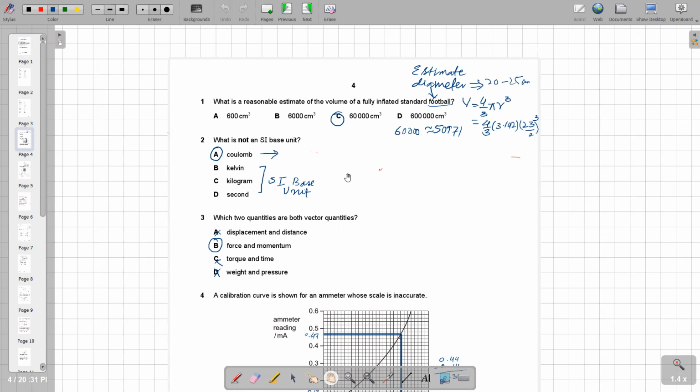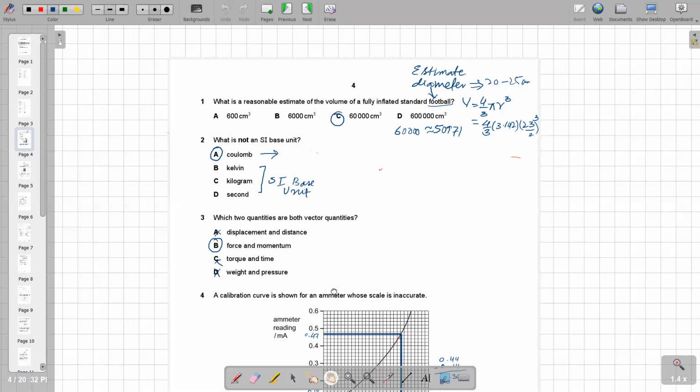So option C is the right answer. Question number 2 is about finding out the SI base unit. We know the Coulomb is not a base SI unit, but the rest are SI base units. Question number 3 is which two quantities are both vector quantities? So option B, force and momentum, both are vector quantities.